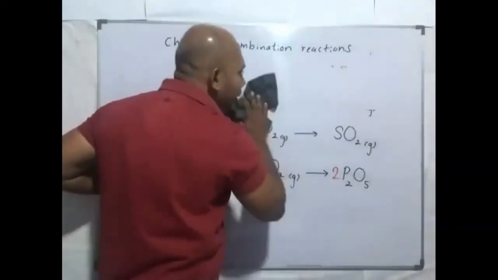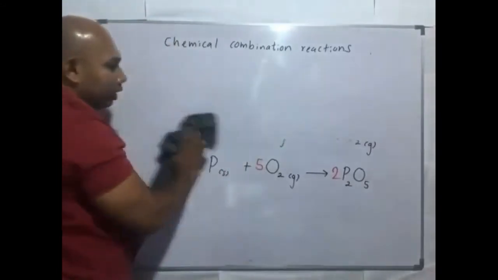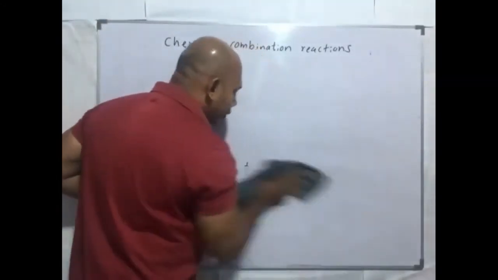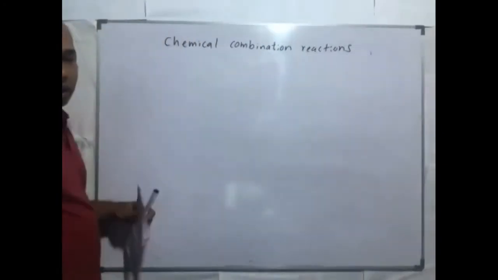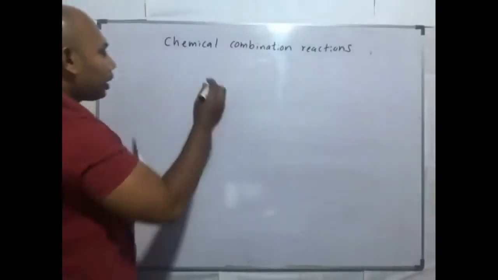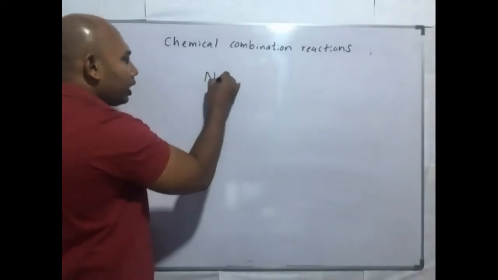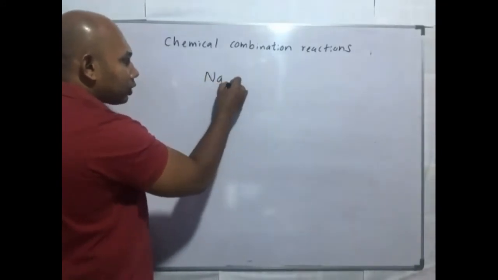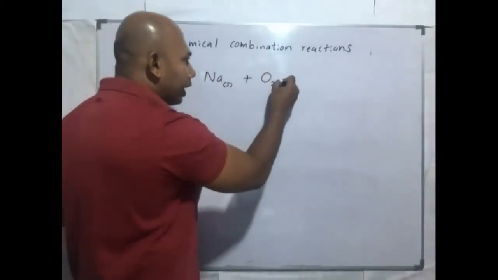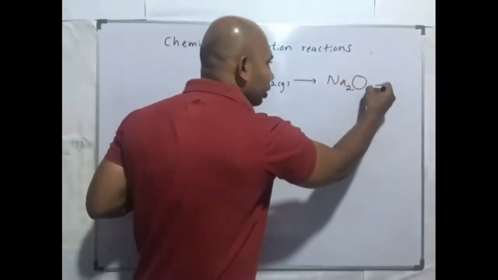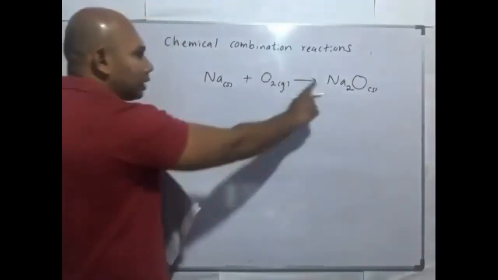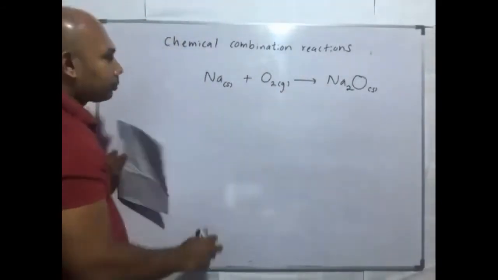For the alkaline oxide, right? Sodium reacts with oxygen gas, making sodium oxide. Don't write. Sodium, earlier you wrote this reaction. Sodium reacts with oxygen gas, making sodium oxide. Sorry, I'm not going to balance this.